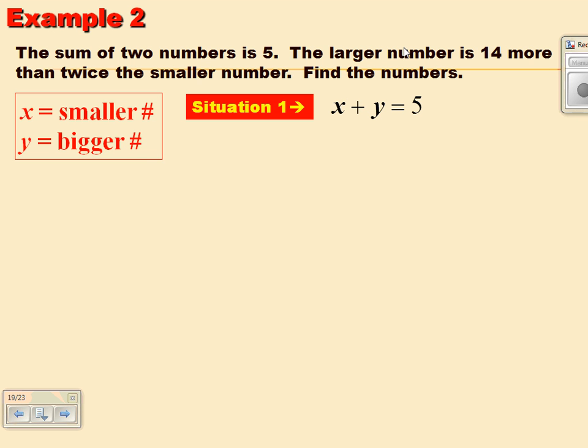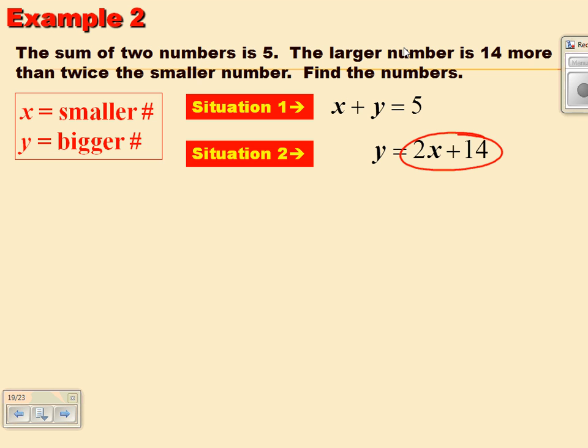Then the second situation has to do with the second sentence. The larger number is 14 more than twice the smaller number. Remember, Y is the bigger number, guys. So I'm going to write that as Y equals 2X plus 14. The larger number is 14 more than twice the smaller number. So I'm going to do some substitution. I'm going to plug this in for Y in the first equation.